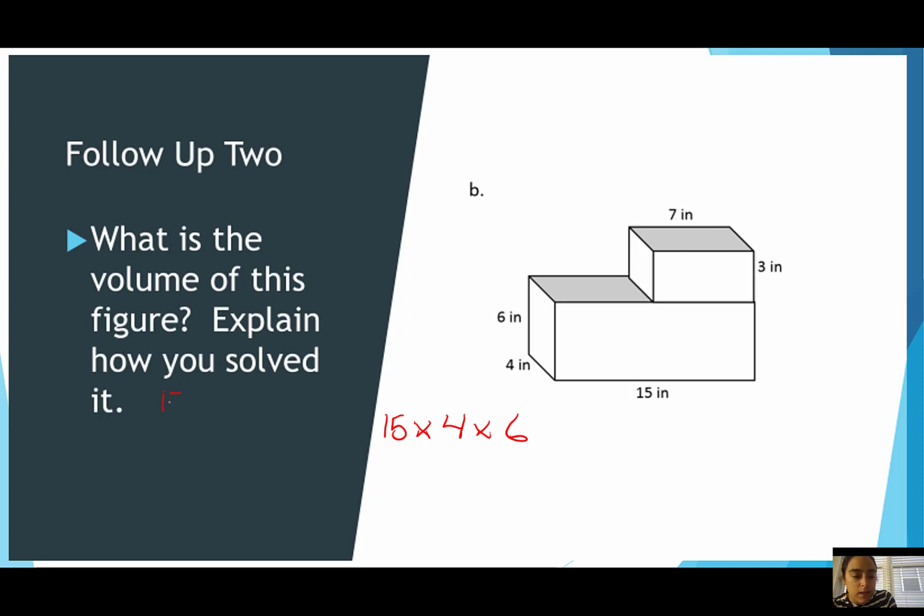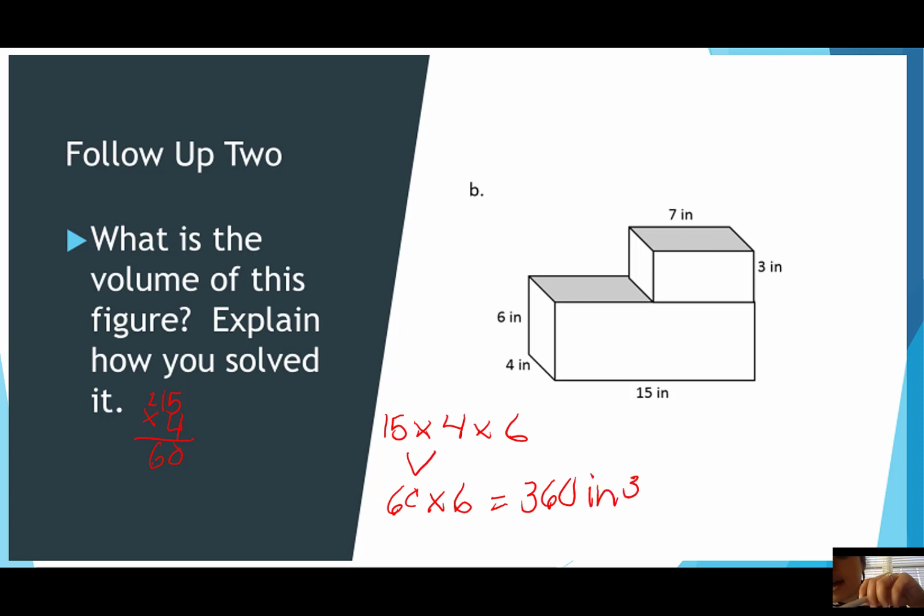So if I do 15 times 4, 5 times 4 is 20, 4 times 1 is 4, plus 2 is 6, which gives me 60. Now I'm doing 60 times 6. 6 times 6 is 36. I'm adding a 0. I get 360 inches cubed for the box on the bottom.